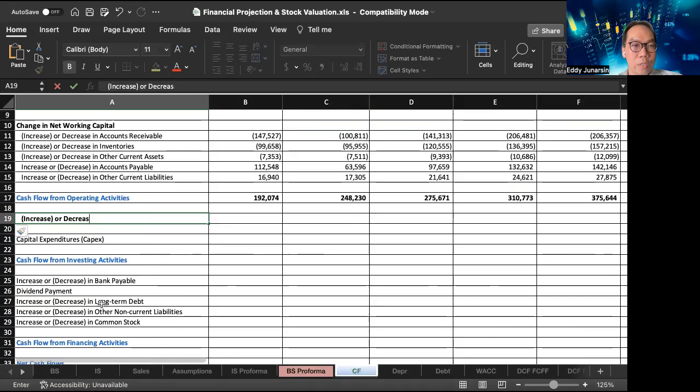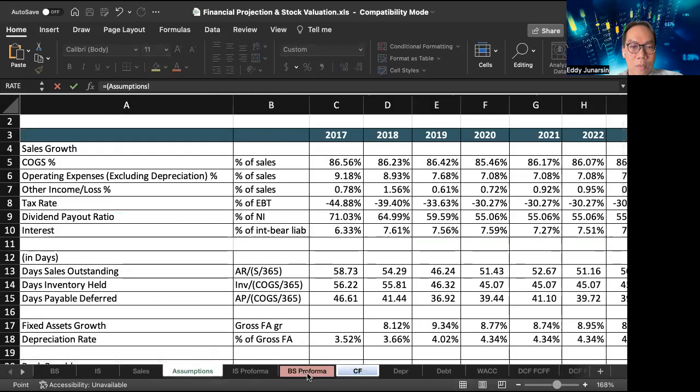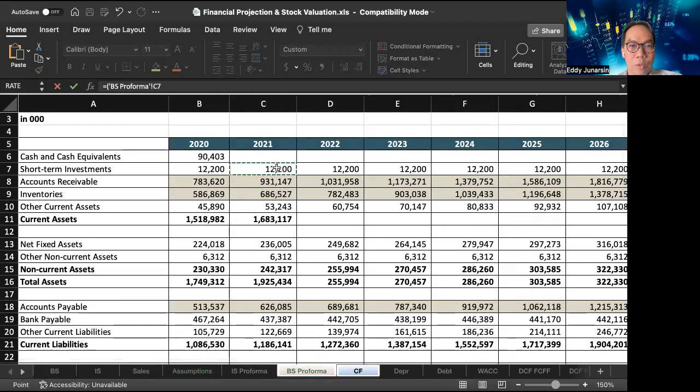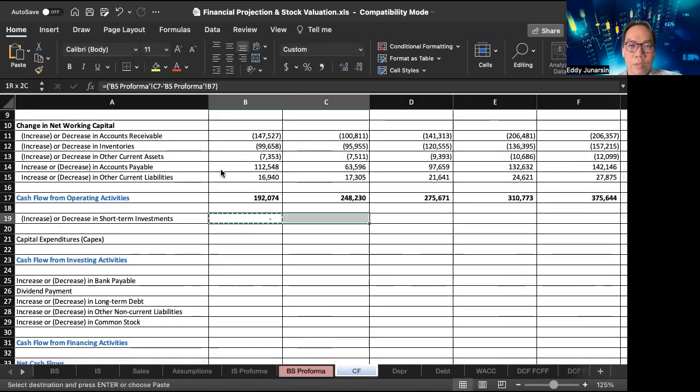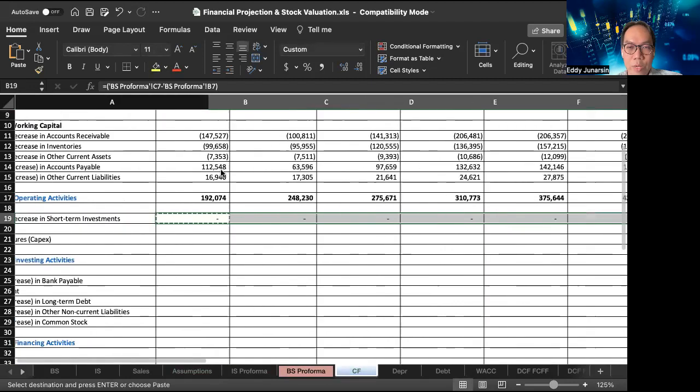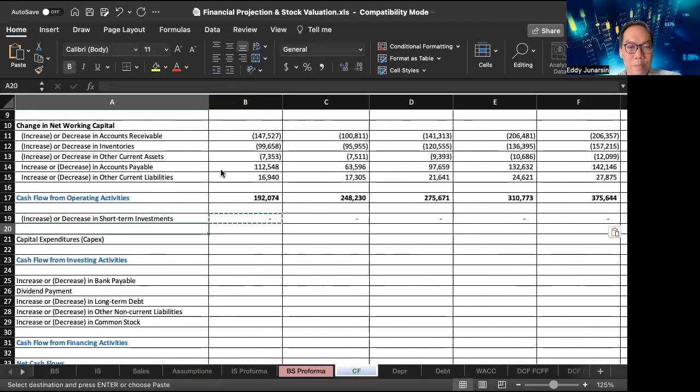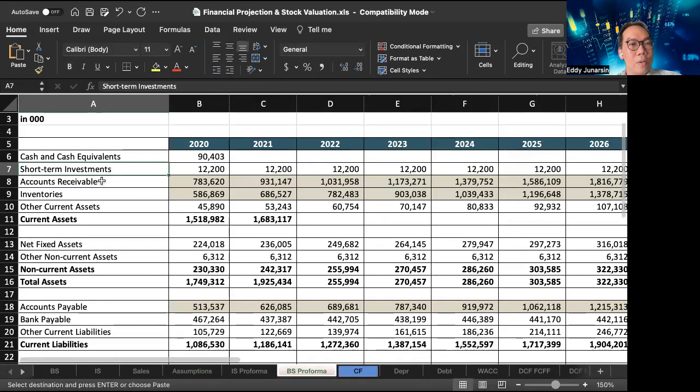Increase or decrease in short-term investments. Okay. So, yeah, short-term investment in 21 minus that in 20. Yeah, it's nothing. I know it's nothing, but yeah, it's worth doing, right? Because more systematic. So what else do we have? No more. Yeah, this one, right?